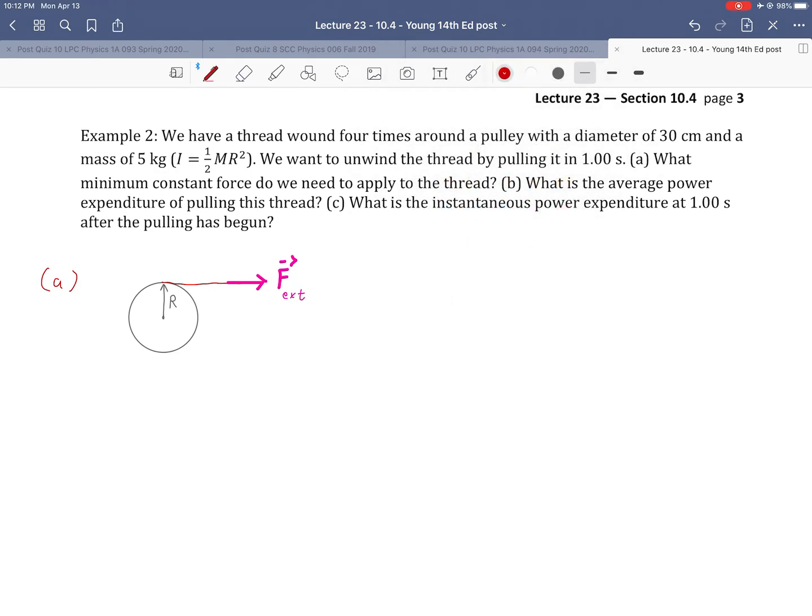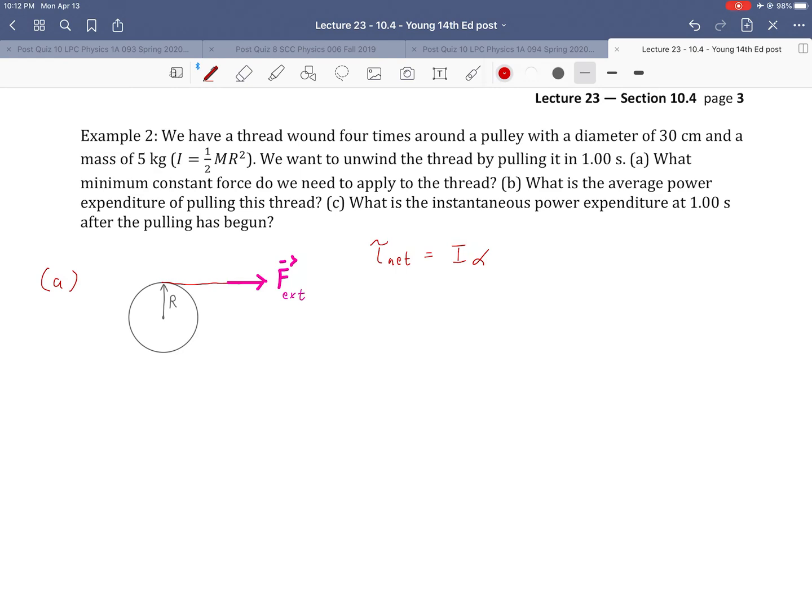In order to set this up, of course, we're going to need a torque equation. It's rotational, and there's a force involved, so torque is the natural thing to think of. And the go-to equation for torque is net torque equals I alpha. In this case, net torque is going to be the torque created by the single external pulling force. So it's just torque net equals I alpha. That's just Newton's second law. And then what is torque net?